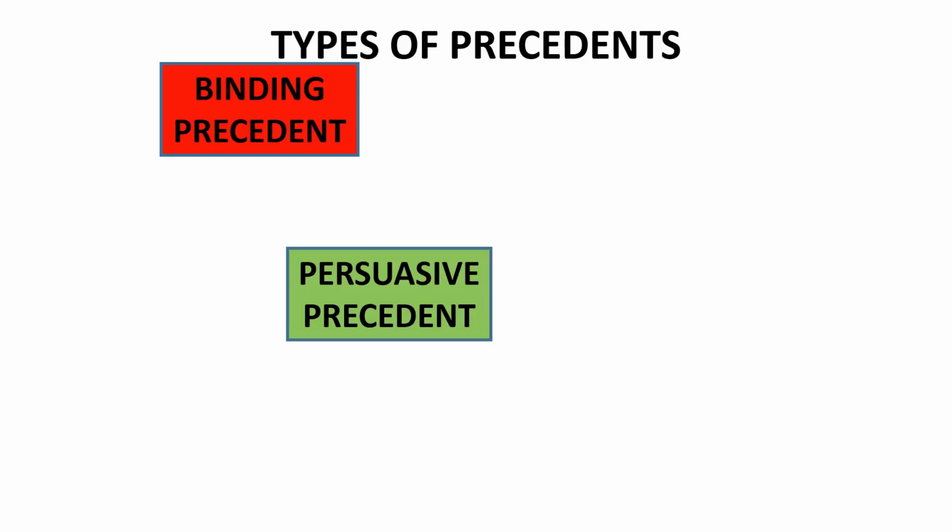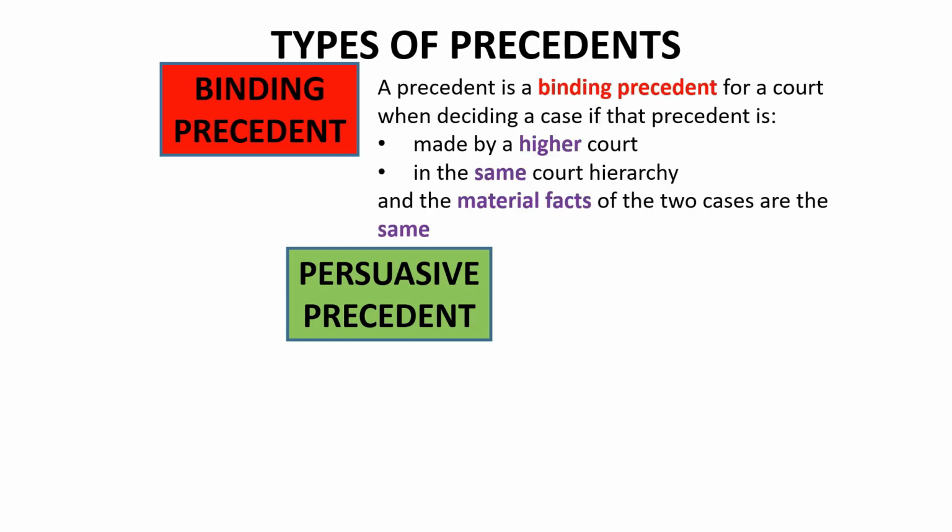There are two types of precedents. These are binding precedents and persuasive precedents. A binding precedent is a precedent that a court must follow. More specifically, a precedent is a binding precedent for a court when deciding a case if that precedent is made by a higher court in the same court hierarchy and the material facts of the two cases are the same.